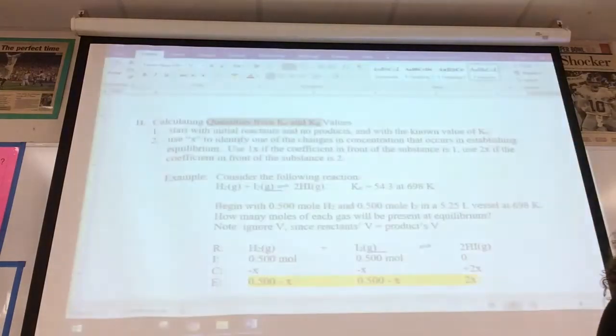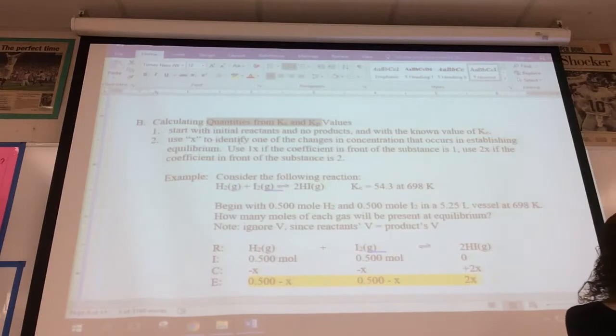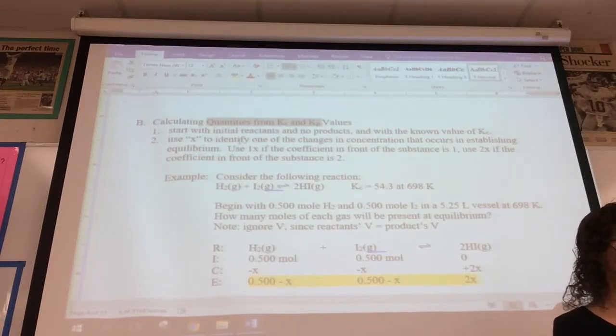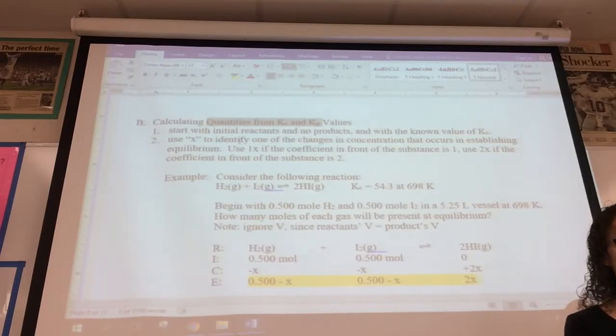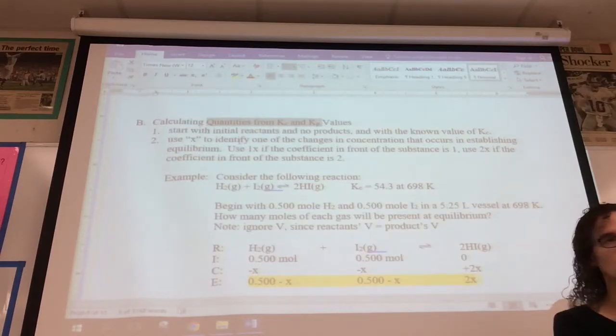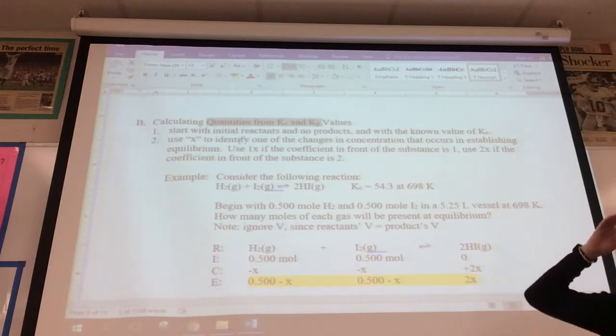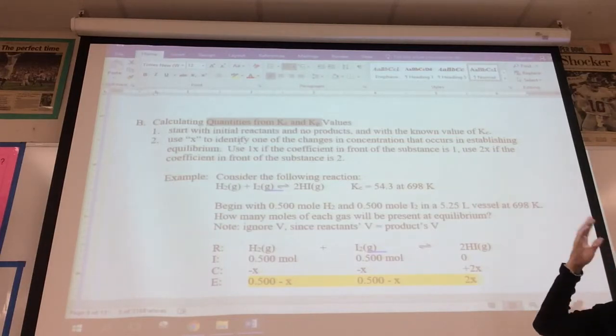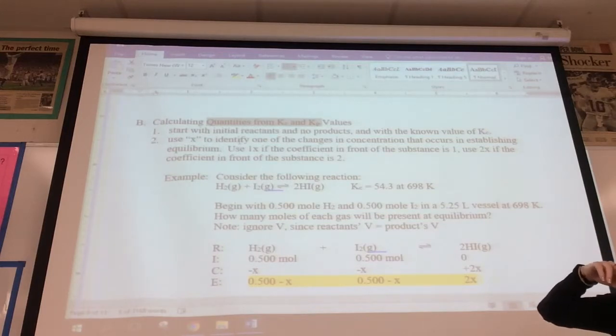For example, it says start with initial reactants and no products. If you don't have any products, in which direction must equilibrium shift? Forward, so that you make some. And you'll also be given the value of Kc or Kp. You can do these tables with concentration, or you can do them with pressure. It doesn't matter. As we said already, you're going to use X to identify one of the changes in concentration or pressure that occurs in establishing equilibrium.